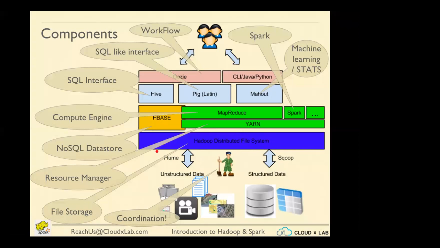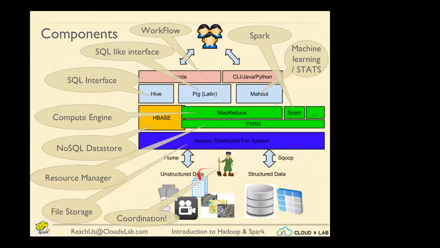Sometimes there is a term called data lake. Sometimes data lakes are created using the Hadoop file system. A data lake is a central place in an organization where everybody keeps their data. All right, so this is what the Hadoop distributed file system is.